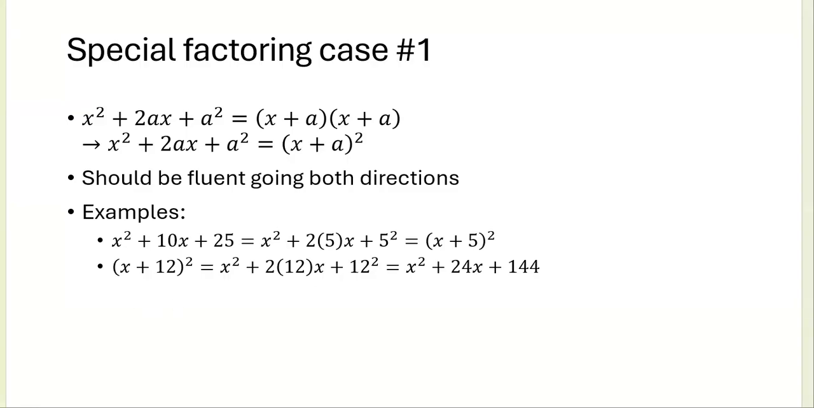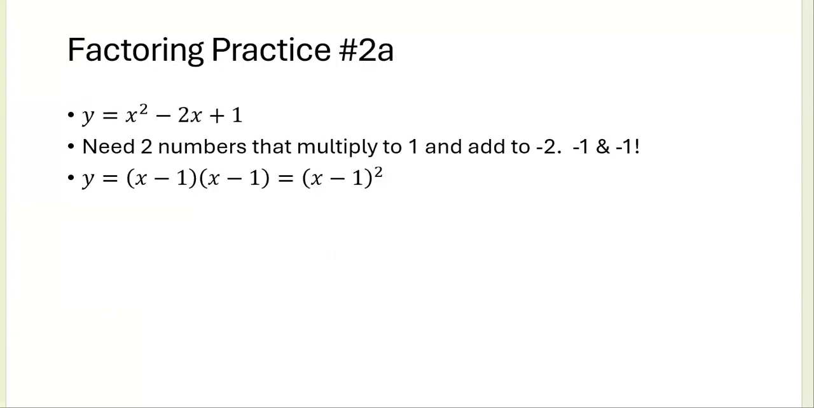All right, let's do more. Let's go over the special factoring case number 2 by some examples again. It's pretty much the same as case number 1. What if it's x squared minus 2x plus 1? We need two numbers that multiply to positive 1 and add to negative 2. What two numbers are those? Negative 1 and negative 1. So we can write it as x minus 1 times x minus 1, which is x minus 1 quantity squared.